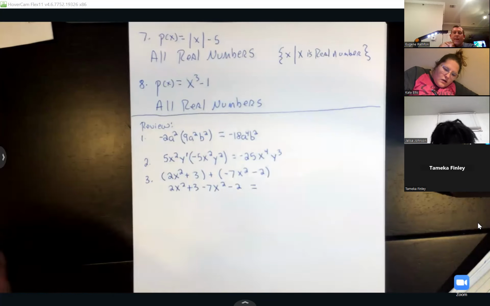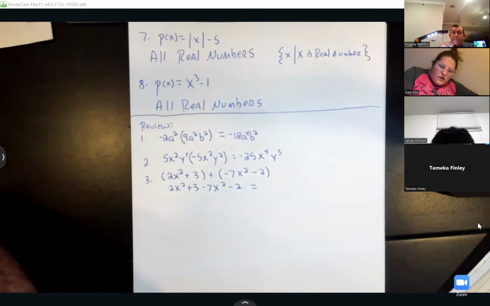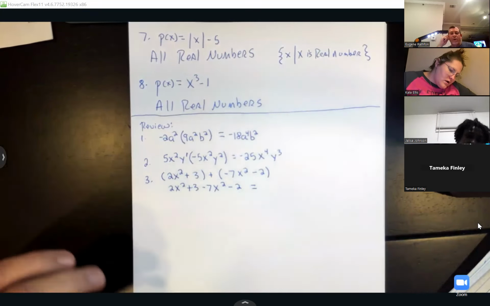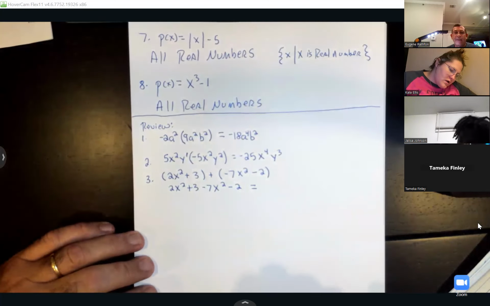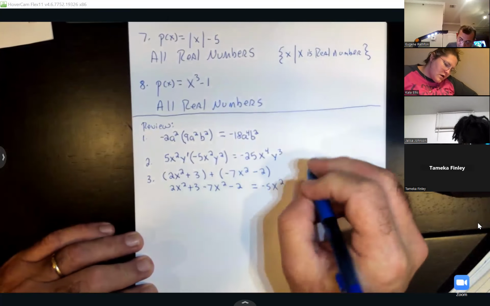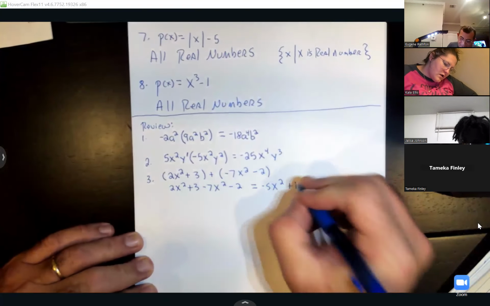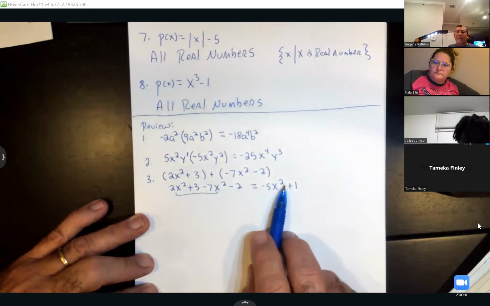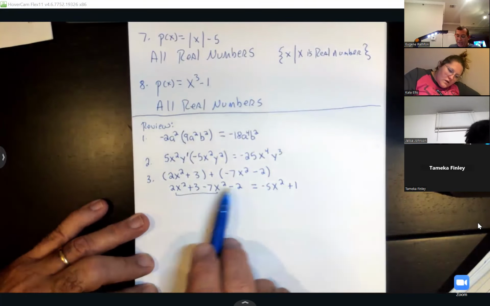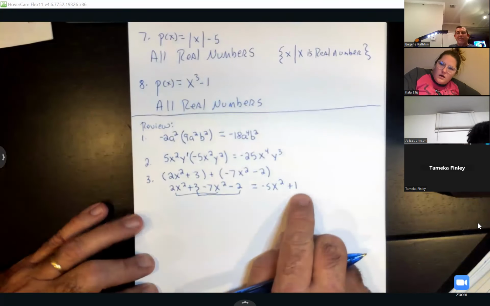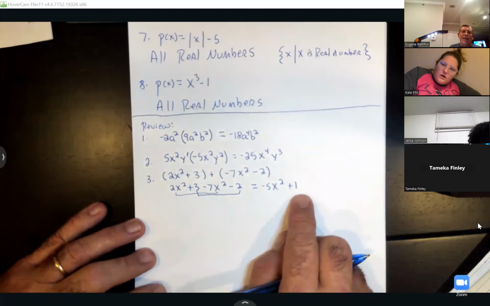So can y'all go further with that? Yes. All right, so what do you get? Negative 5x squared plus 1. Oh, good job. So you took the x squareds, those were like terms. 2 minus 7 gave us negative 5. And then the numbers were like terms. 3 and negative 2 gave us a 1. Good job. Can't go no further.